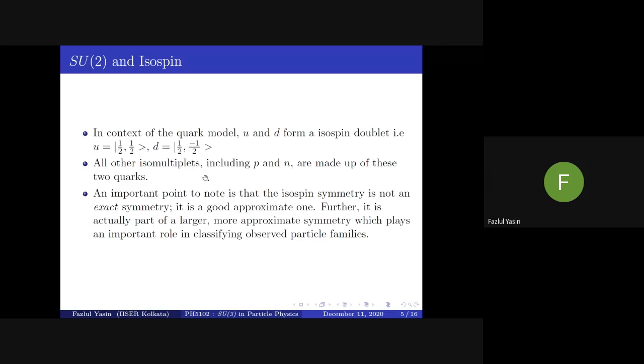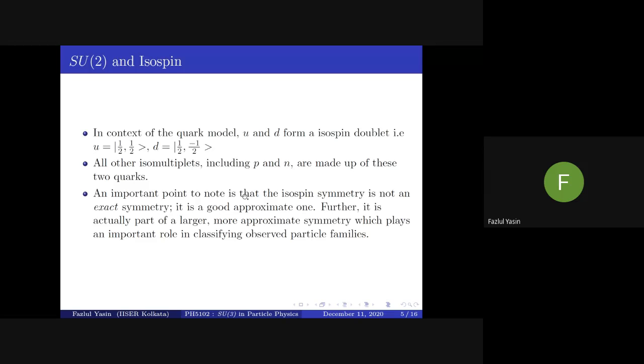And any other isomultiplets, including the proton and neutron, which in the context of the quark model are considered to be made up of quarks, are made up of combinations of these quarks. No, okay, this is wrong. This is more quarks, but yeah.